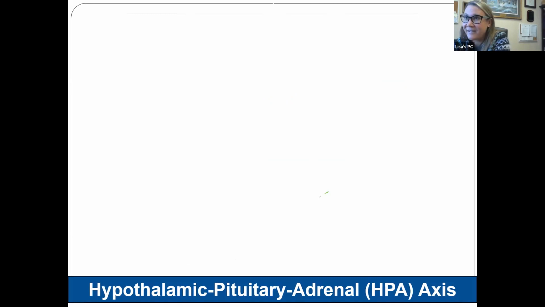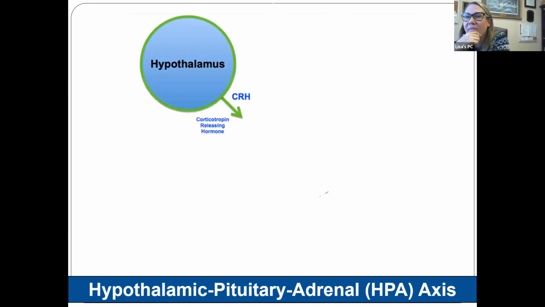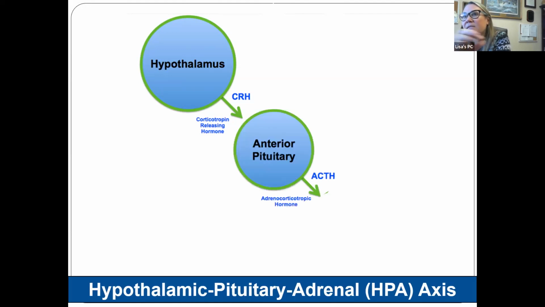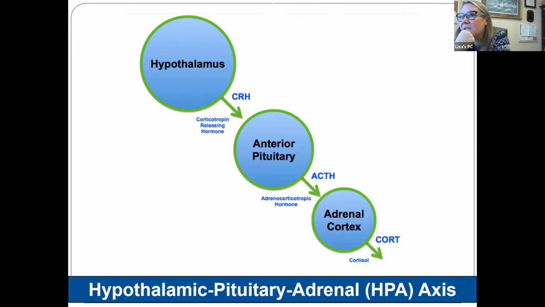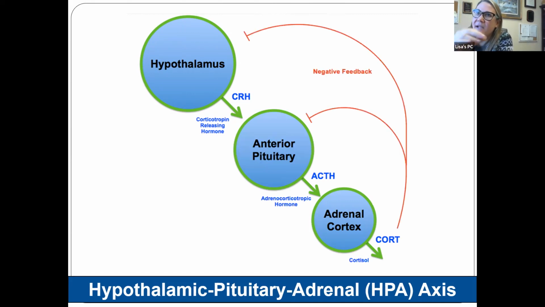Your fasciculata, where cortisol is made, is controlled by your pituitary gland in the HPA axis. Your hypothalamus makes CRH, or corticotropin releasing hormone, and that acts at the level of the anterior pituitary to cause production of ACTH. And then ACTH, of course, stimulates your fasciculata to cause production of cortisol. And then cortisol can feed back, of course, on the hypothalamus and pituitary.